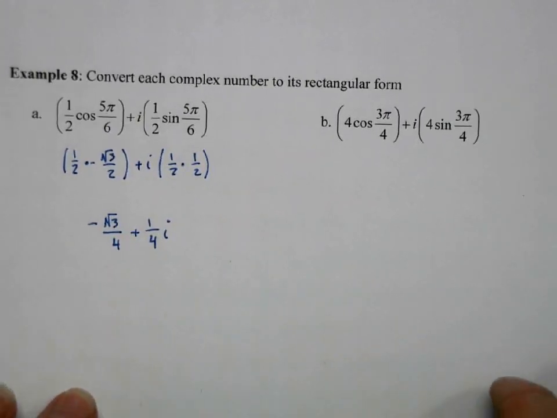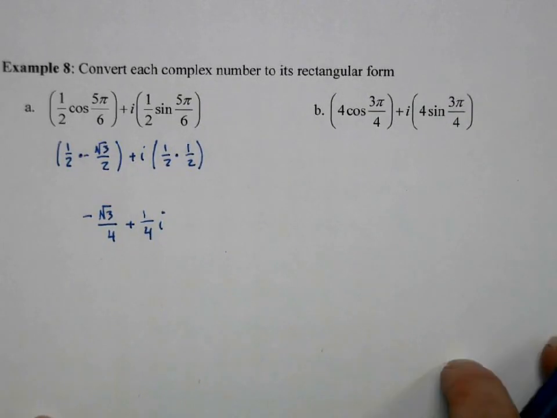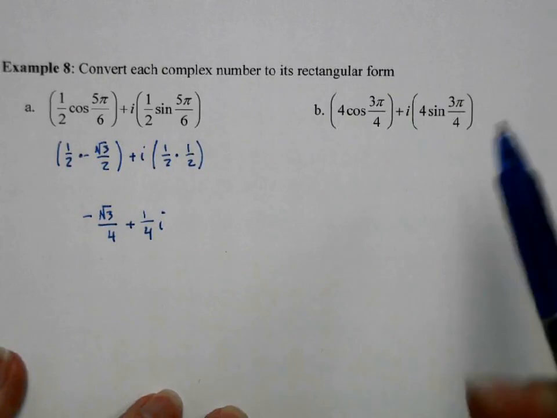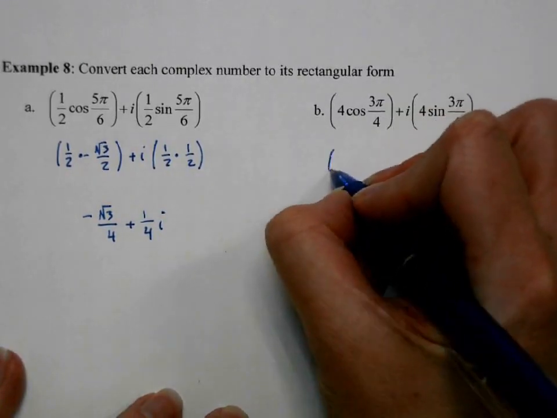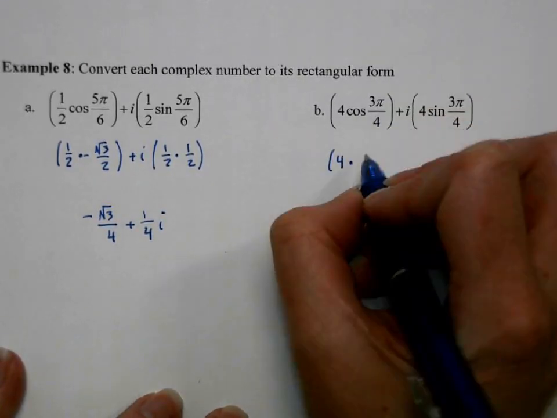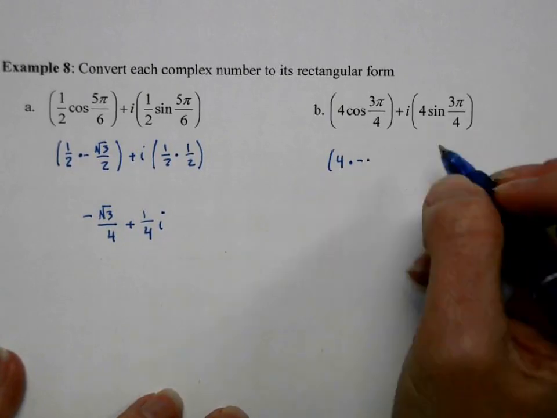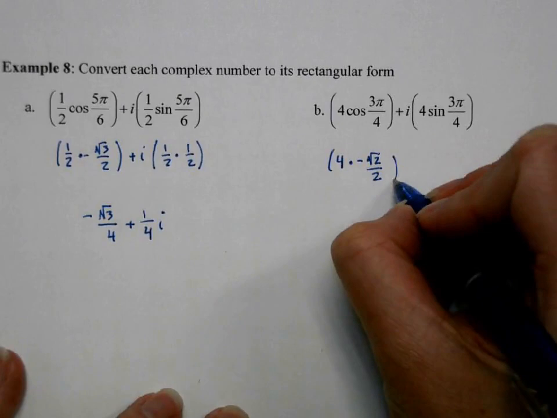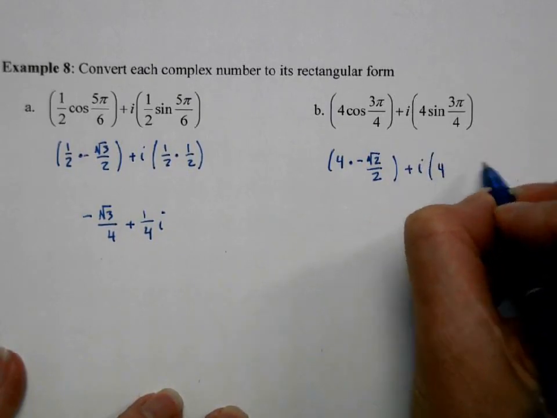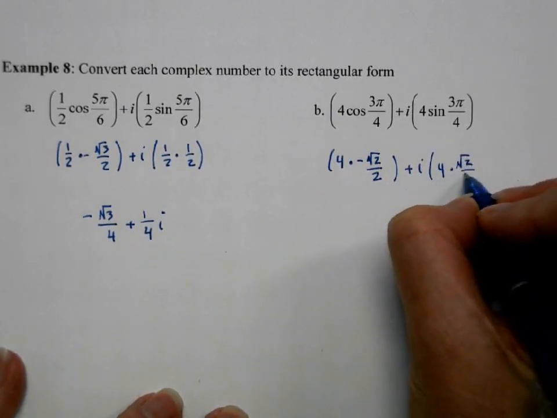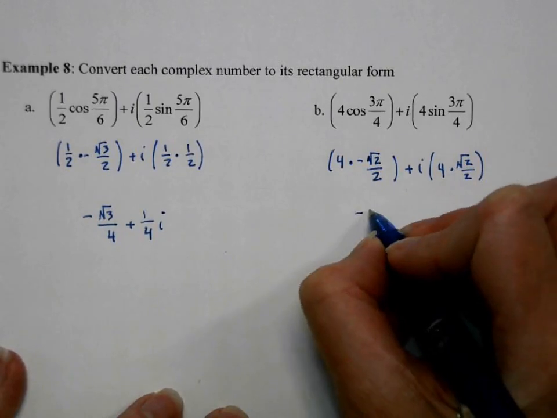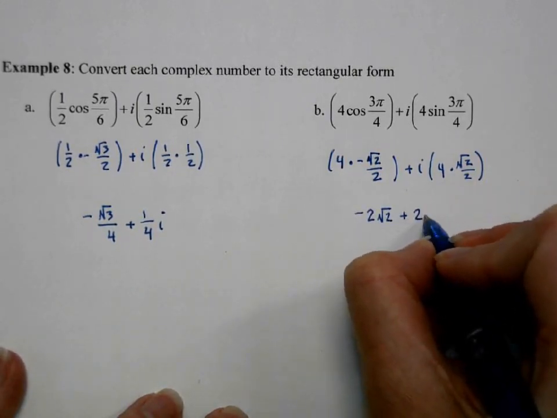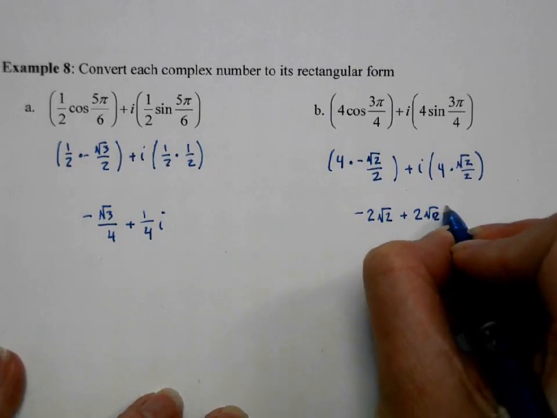Do one more here. Cosine, our x value, sorry, 3 pi over 4 is negative root 2 over 2. My sine value is positive root 2 over 2. So we get a negative 2 root 2 plus 2 root 2 i. So this was pre-calculus topic 313, all about polar coordinates.